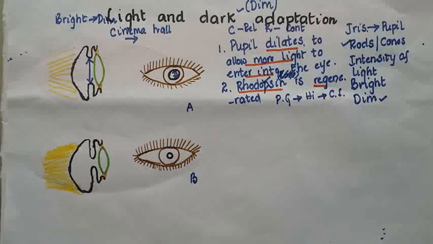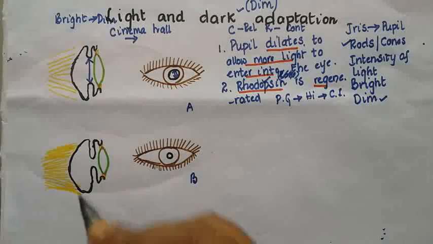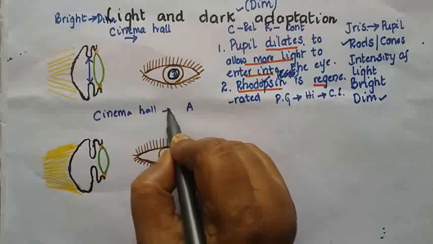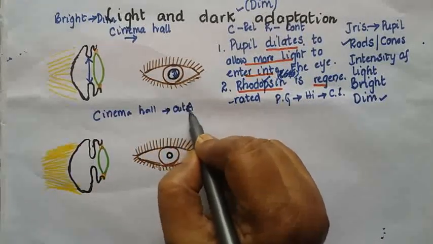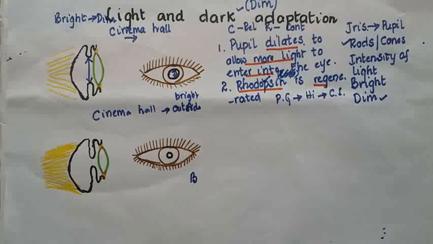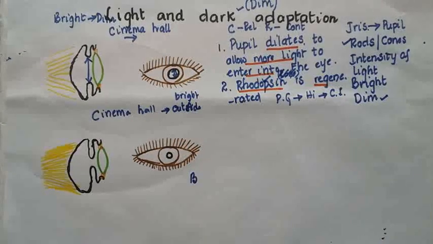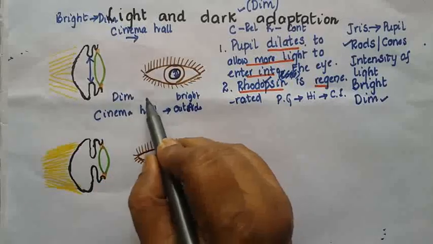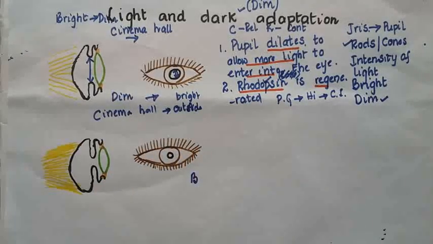Fine. Now let us learn about the light adaptation. Children, after watching a movie for about 2 hours, you move out of the cinema hall to outside, which has a bright sunlight, probably around 2:30 or 2 o'clock. Still there is a bright sunlight. So in this case, you are moving from a region of dim lighted area to a region of a bright lighted area.